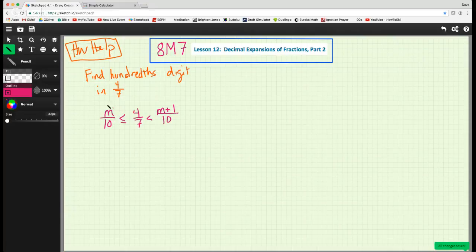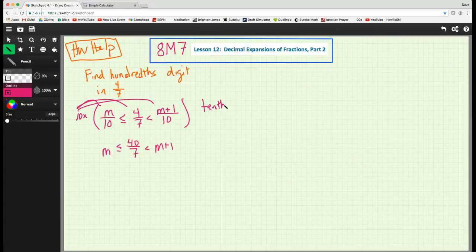Now we're going to try and solve for m, so we need to multiply everything through by 10. I'll just do it once. Put my 10 times over here, so we'll say m is less than or equal to 40/7 is less than m plus 1. And remember, this is our tenths. We're finding our tenths first. Well, 40/7 is the same as 5 and 5/7. So m is less than or equal to 5 and 5/7 is less than m plus 1. So our m must equal 5. So m is 5. That's our tenths digit.